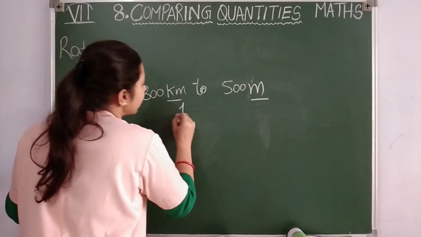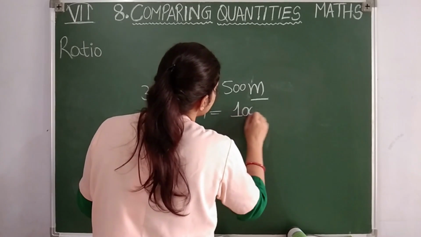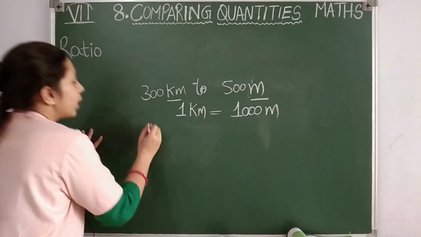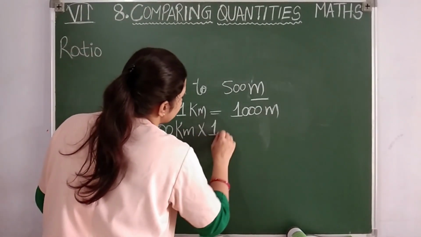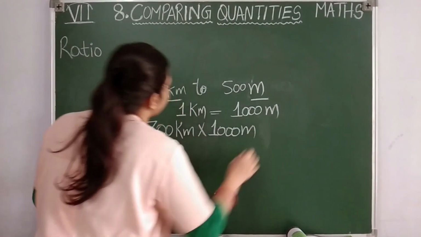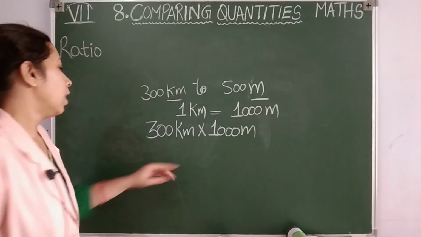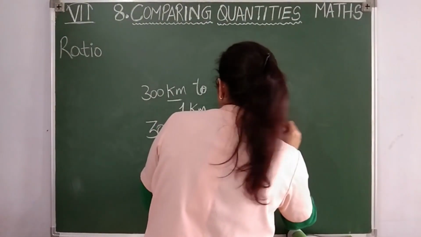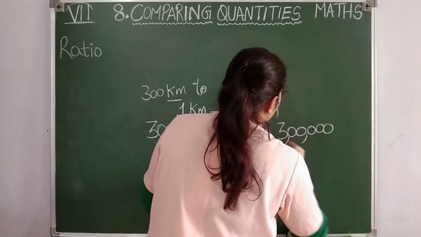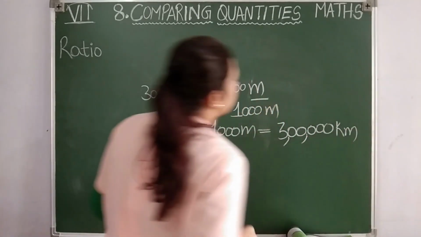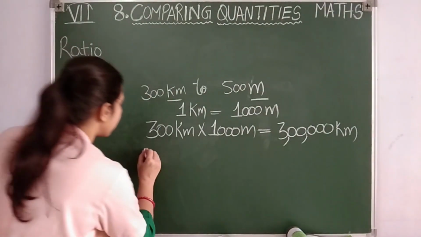So students, 1 kilometer is equal to how many meters? 1 kilometer is equal to 1000 meters, isn't it? So we will convert 300 kilometers into meters. So always remember, whenever you convert a bigger unit into a smaller one, you have to multiply, isn't it? So 300 into 1000 will get, okay. We will get 3 lakh meters. Clear students?